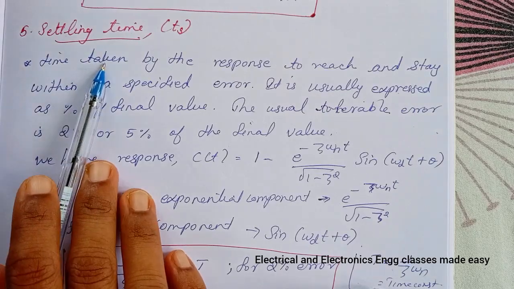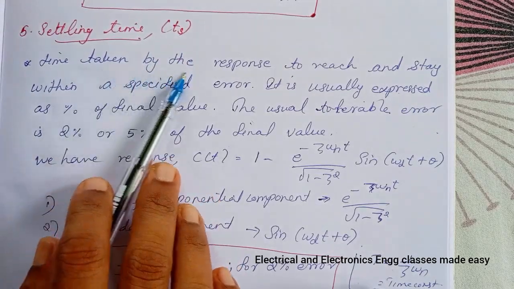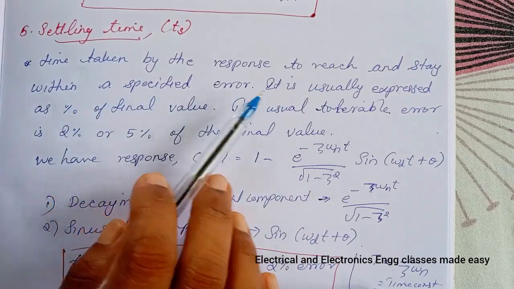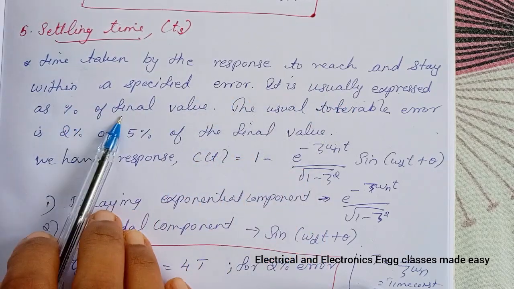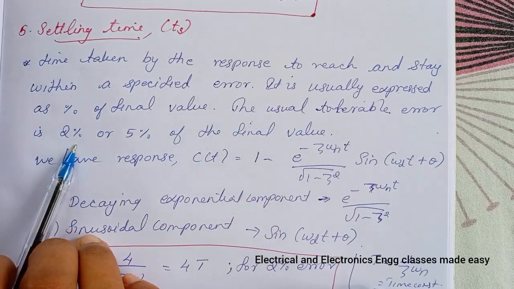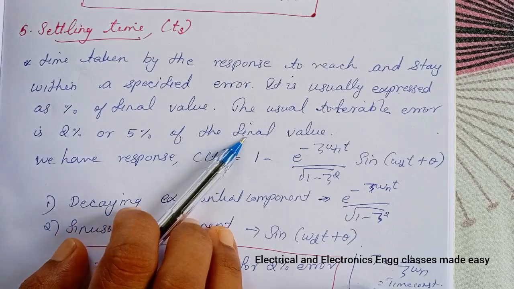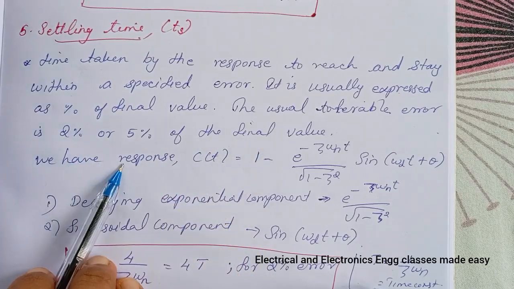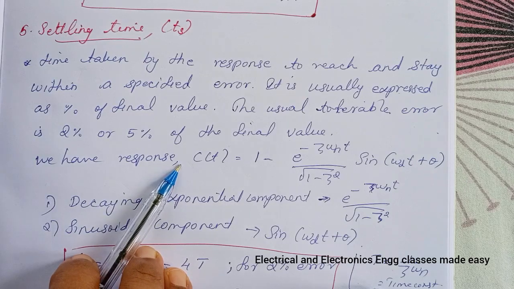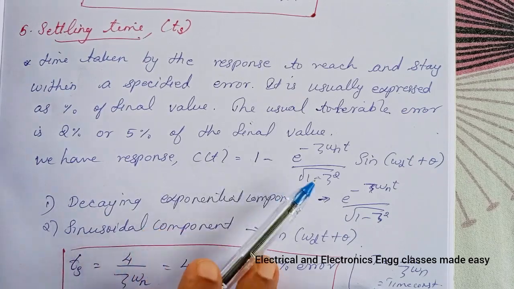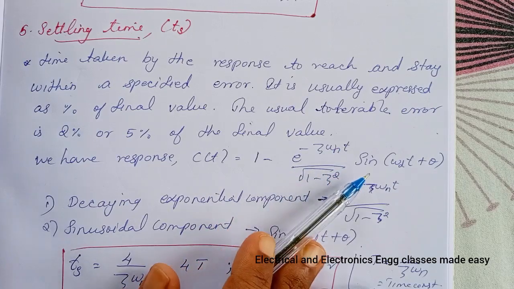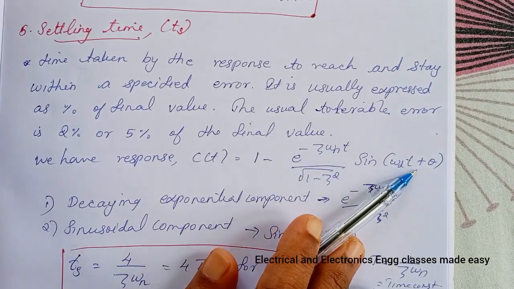Next is settling time Ts. It is the time taken by the response to reach and stay within a specified error. It is usually expressed as a percentage of the final value. The usual tolerable error is 2% or 5% of the final value. And we have the response of the second order system, C of t equal to 1 minus e raised to minus zeta omega n t divided by square root of 1 minus zeta square into sine of omega d t plus theta.